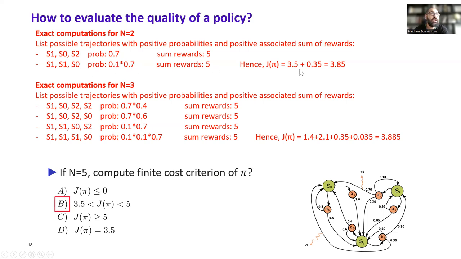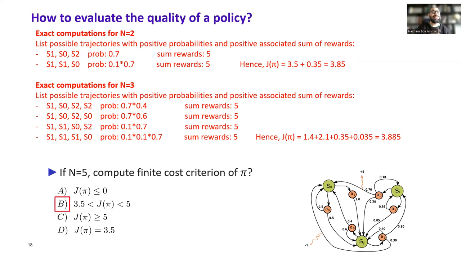And now, since you have those probabilities and those trajectories, when you want to compute the J of pi, you want to multiply the probability of the trajectory by the rewards and add it to the probability of the other trajectory multiplied by the rewards. So you would get something like 3.5 plus 0.35, which is 3.85. So what have we done here?